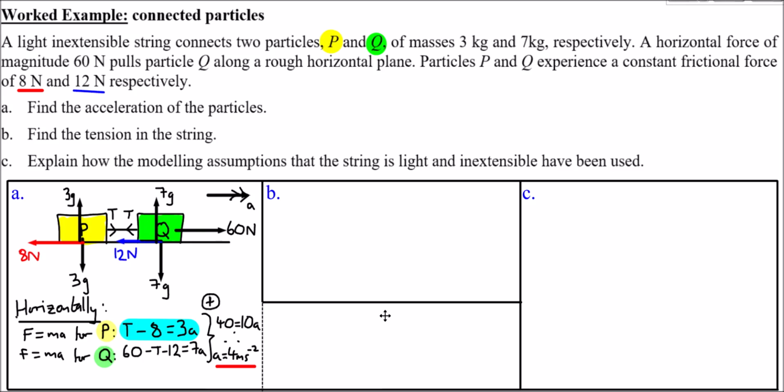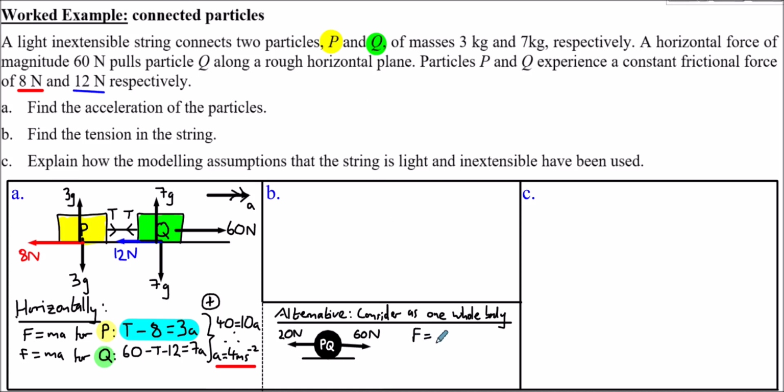So let's try and picture this now. As I say, the alternative is considering it as one whole body. We'd have something like this. So we'd have 60 going to the right from here, and the combined frictional force of 20 going to the left. Yes, I could label in the total weight going down and the reaction going up, but like we said before, the motion is horizontal, so in terms of applying F equals ma, we just need to consider horizontal forces. So on that note, let's apply F equals ma going to the right.